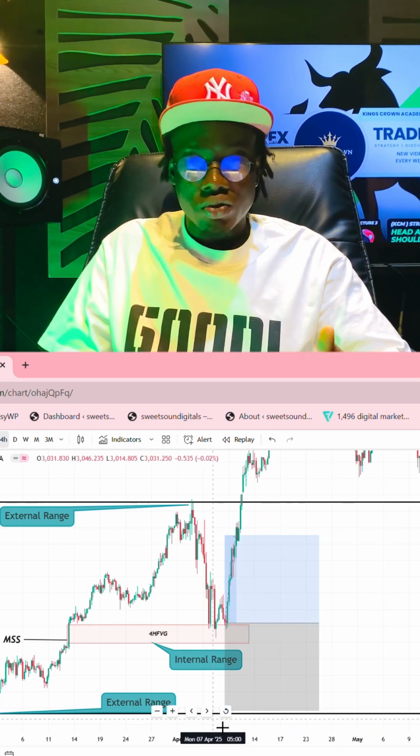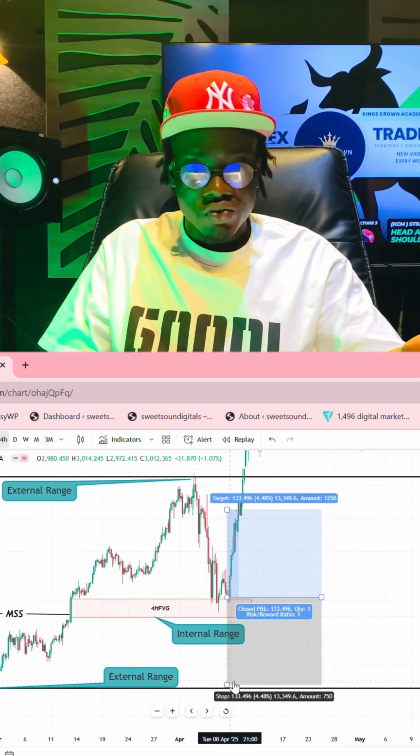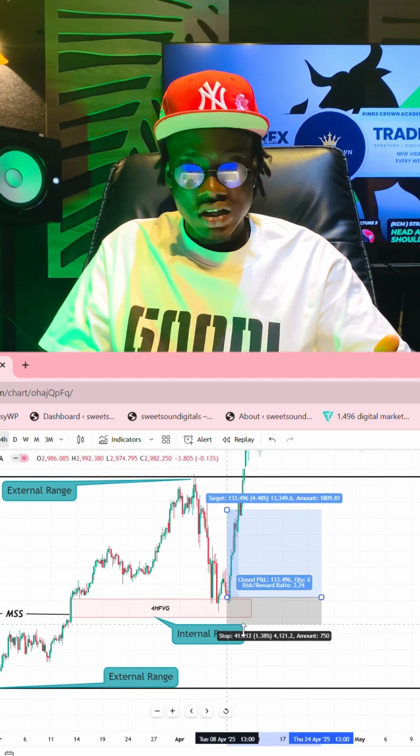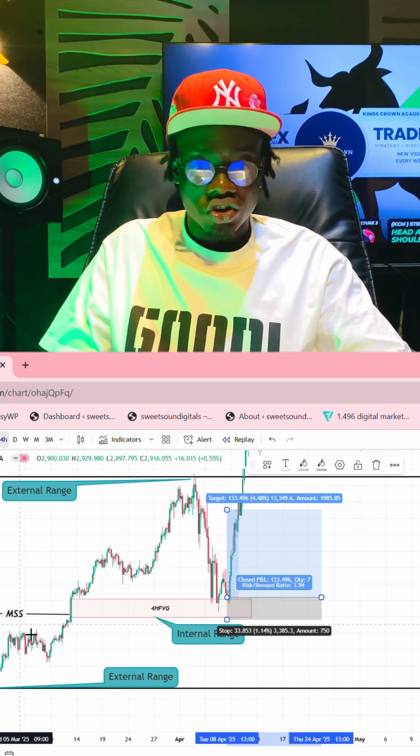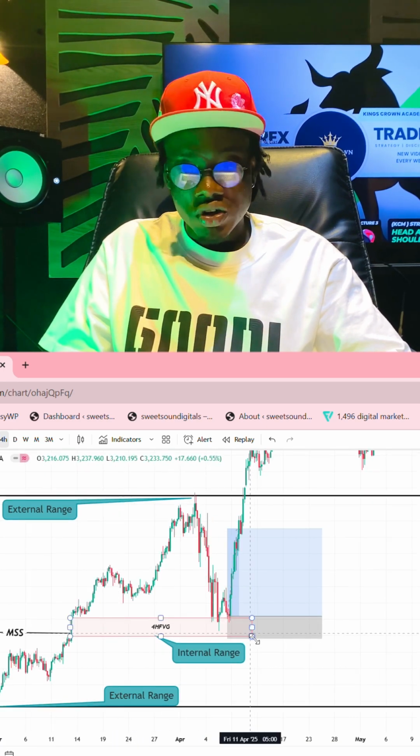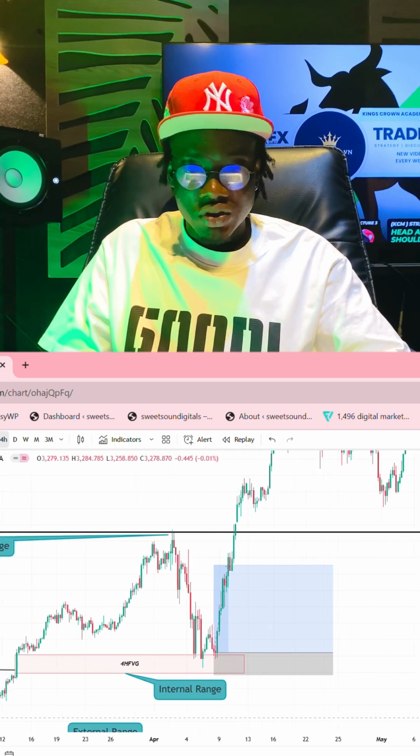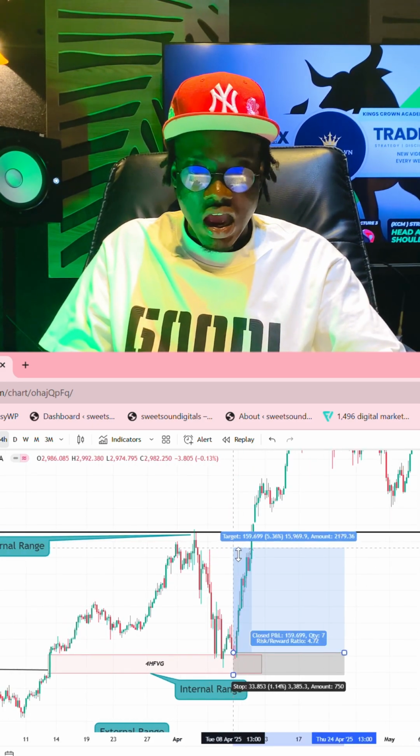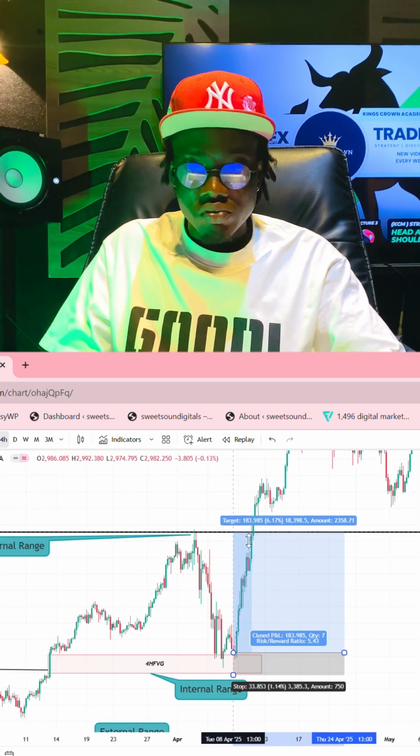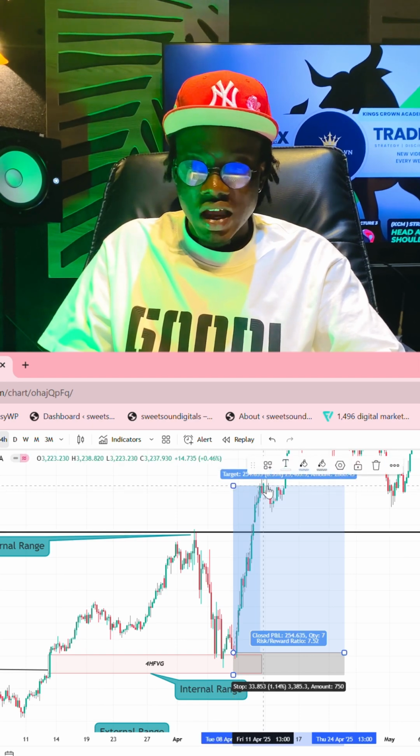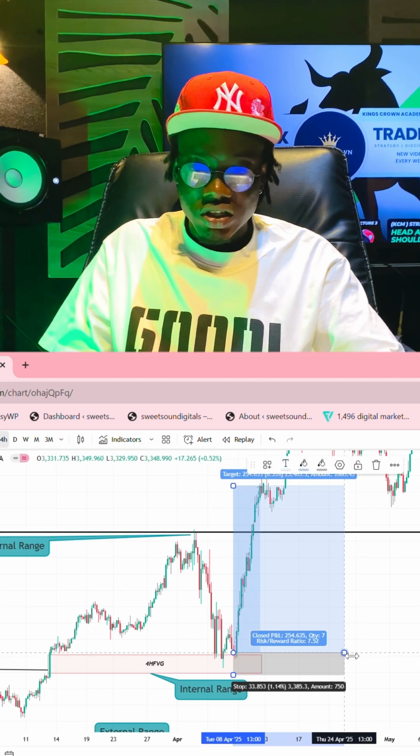Now price, I told you, price does two things, right? Either seek liquidity or come to fill an imbalance. So the imbalance near this market structure shift was filled, right? Immediately it was filled, there was a movement, and then there was a retest. We wait for price for that retest. We aim for this external liquidity, and boom, what happened? Price cut it. You must have even gotten up to like 1 to 7 on this trade, right?